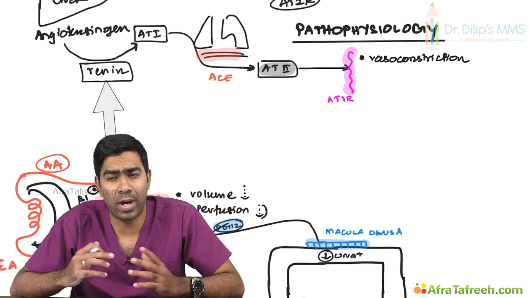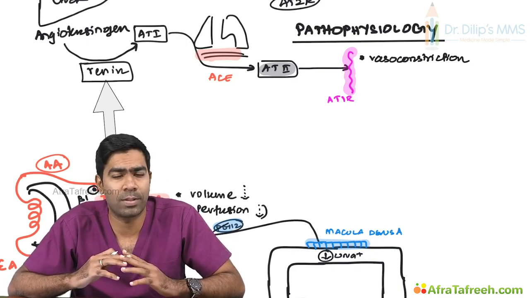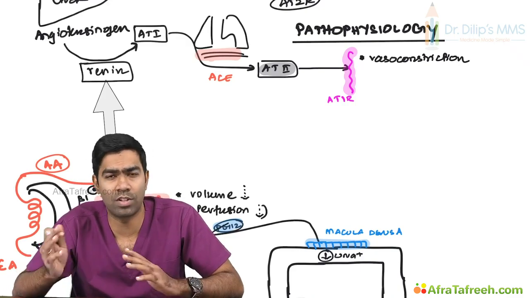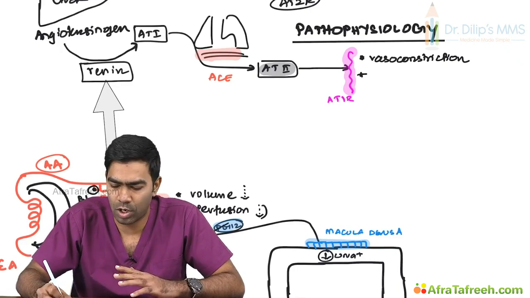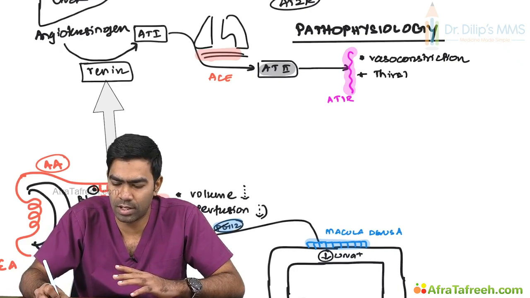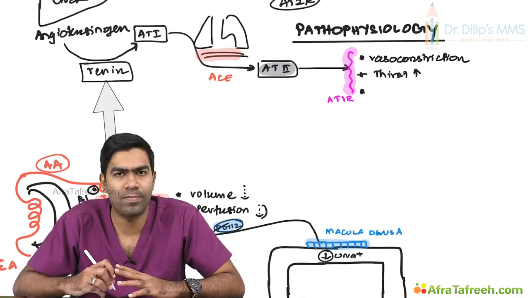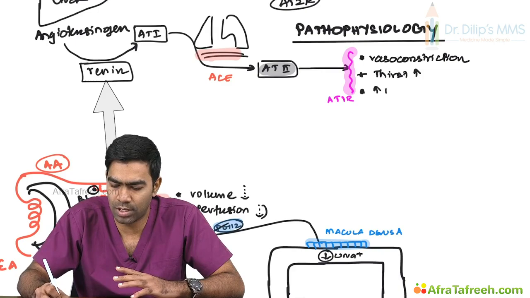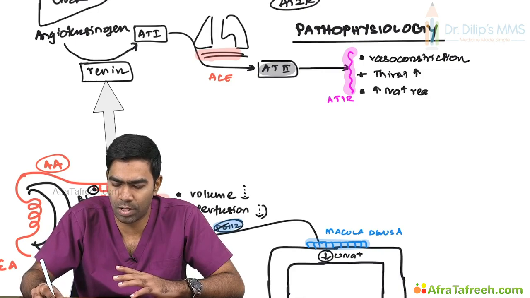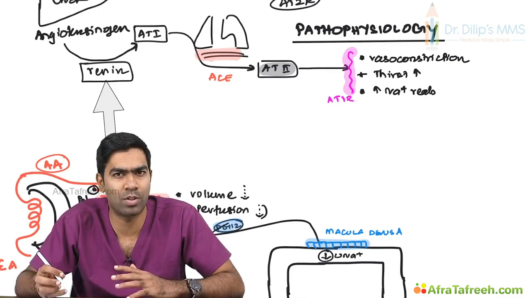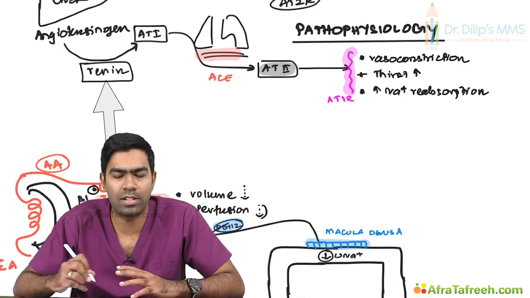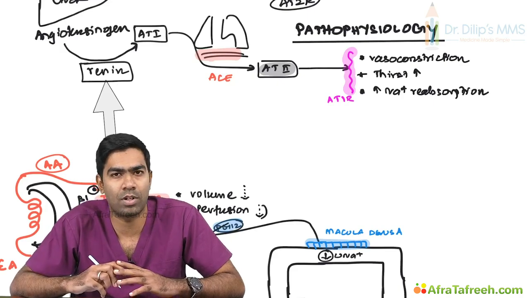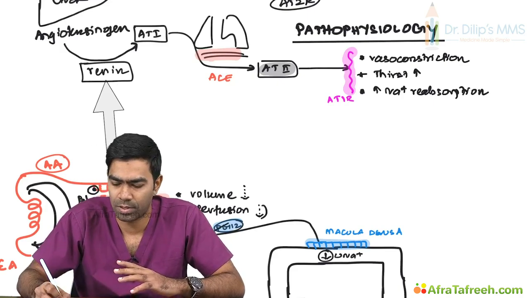Vasoconstriction can happen widespread with special regards to the efferent arterioles of the kidneys, which we'll be discussing more in the nephrology section. And number two, on the hypothalamus to increase the thirst. And number three, it can produce increased sodium reabsorption on its own, but the majority of its effects is actually mediated through aldosterone. But anyways, it can directly increase the sodium reabsorption in the kidneys, especially on the proximal part of the nephron.